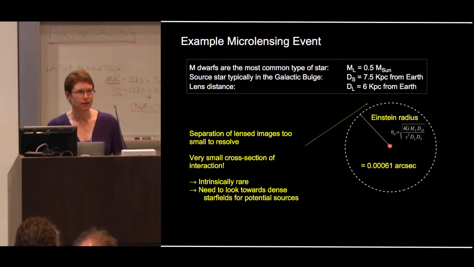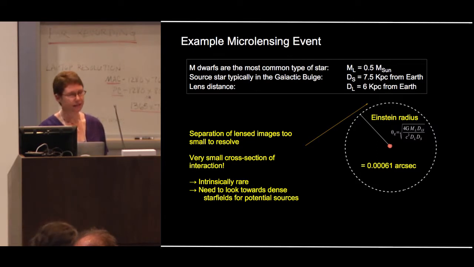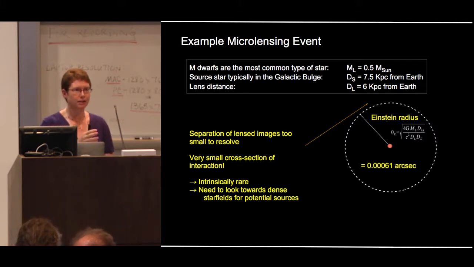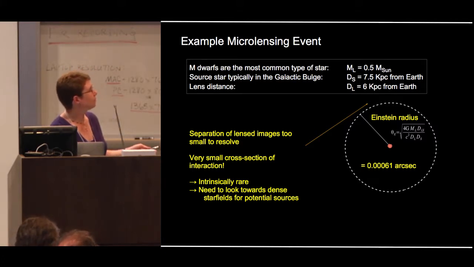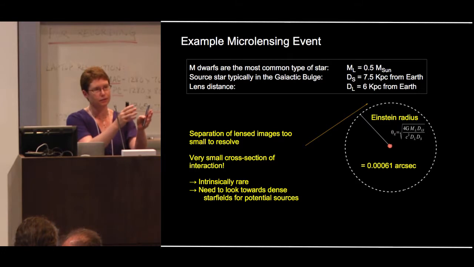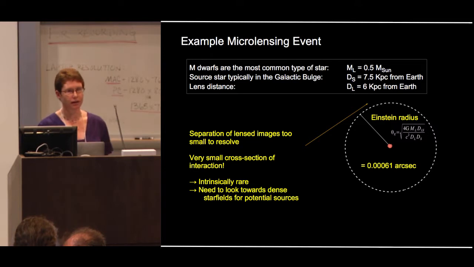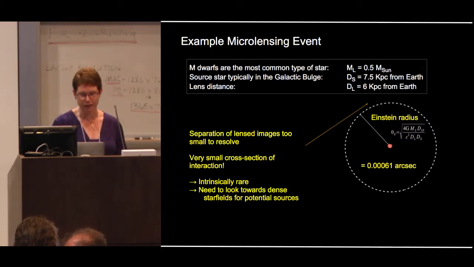The actual angular size of the Einstein radius is just over 6 milli-arcseconds. And for this reason, it's too small to resolve. Or it's usually too small to resolve, that is. And as a result, you can consider it as a very small cross-section of interaction. For a microlensing event to occur, the source has to pass very close to or inside of that radius. And that tells you how precisely those two objects have to line up along the line of sight. This means that they're intrinsically rare and drives that requirement I mentioned at the beginning towards a dense star field of potential sources.